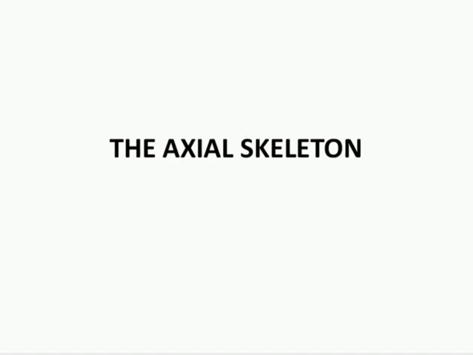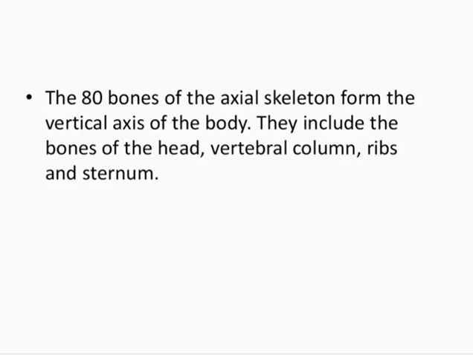Welcome to another lecture of human anatomy and physiology, and in today's lecture we will be studying in detail about the axial skeletal system and the appendicular skeletal system. So let's start. Talking about the axial skeletal system, there are in all 80 bones present in the axial skeletal system, and it forms the central axis of the human body, right? They include the bones present in your head, vertebral column, ribs and sternum.